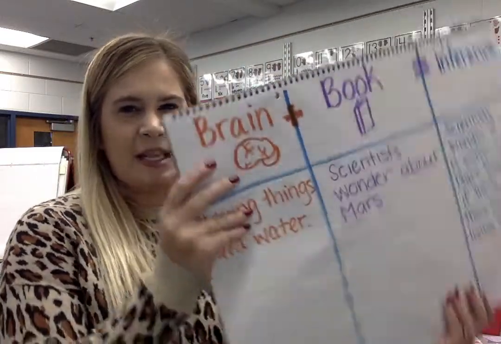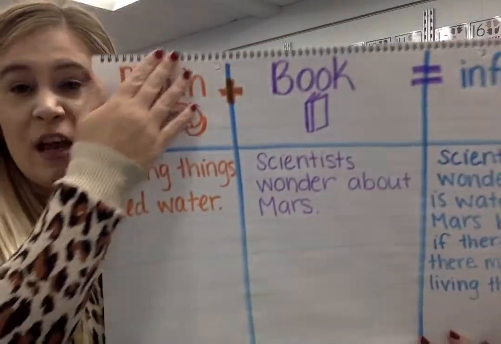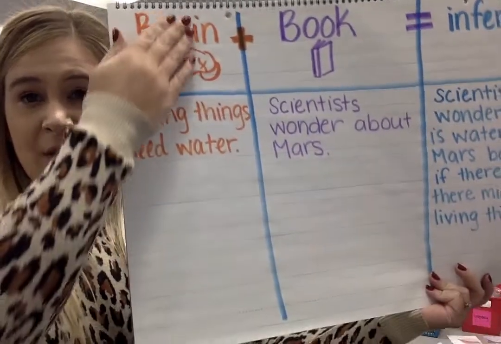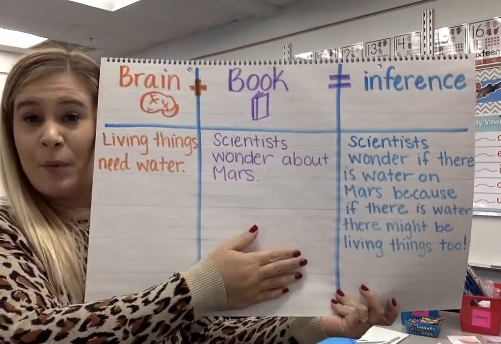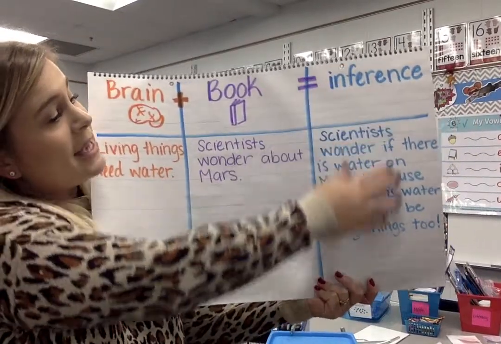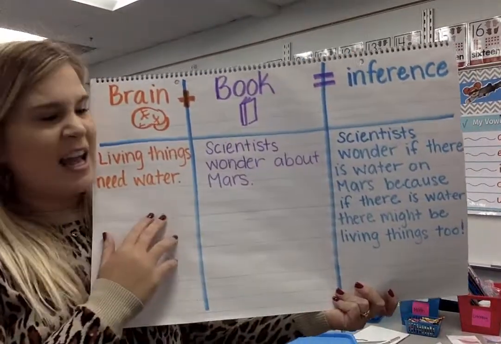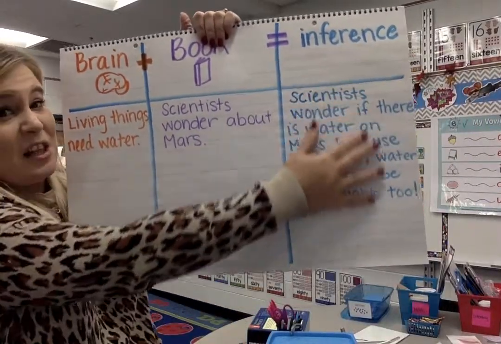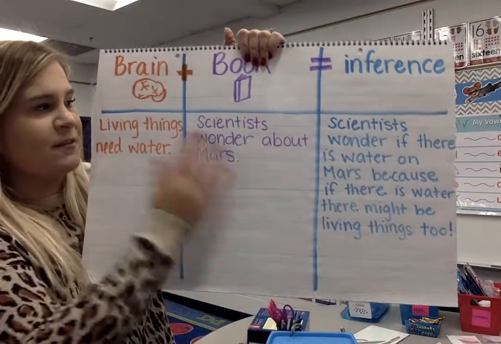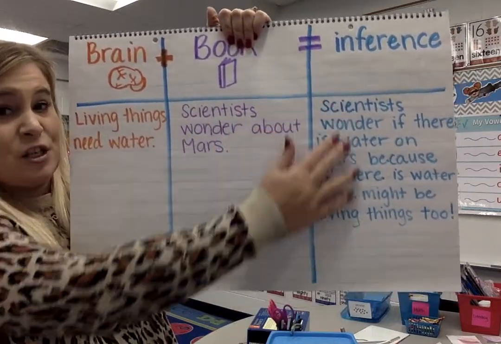So I made a chart about our Mars story that we were reading. And I said, brain, what I already know in my brain is on this side, plus what I read in the book equals my inference, what I inferred. And what do you notice? This one is a lot bigger because after I put these together, I was able to do a lot of thinking.